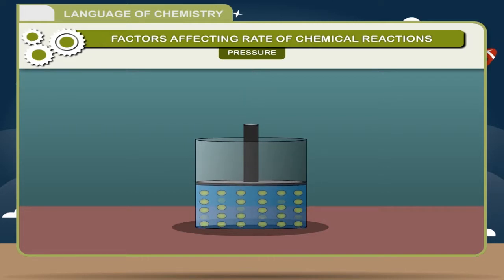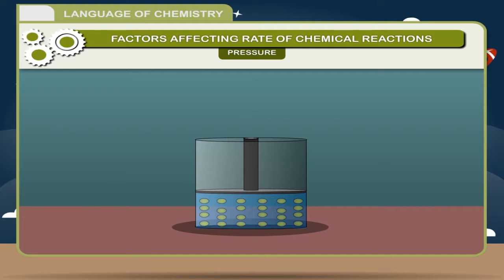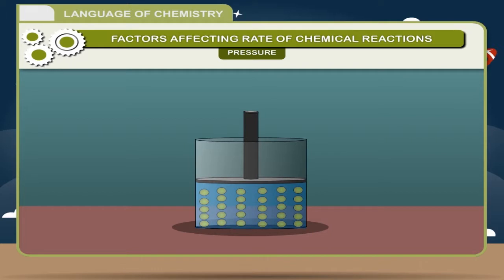When you increase the pressure, the molecules have less space in which they can move. A greater density of molecules increases the number of collisions. When you decrease the pressure, molecules don't hit each other as often and the rate of reaction decreases.